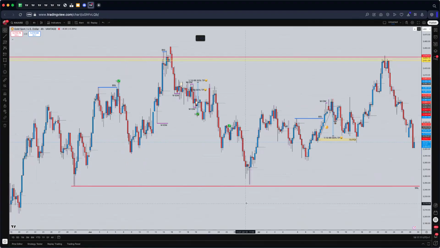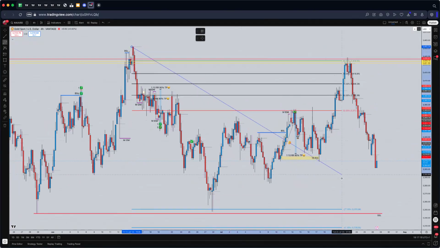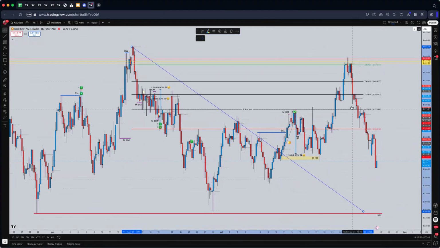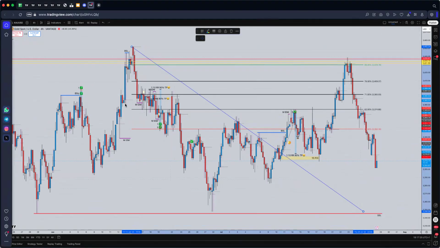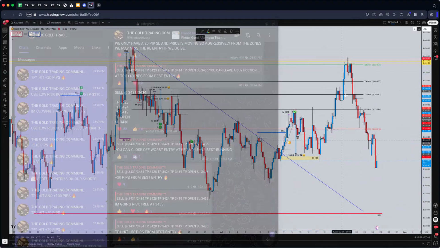Once I understand that happened and we made this low, now I'm just curious to see exactly how price reacts when we get in and around this area. So if I take my fib from this high to this low, we can see where the 89% sits, and we can see where our sells came in. Again, we mentioned 3431, 3434. So we mentioned that.